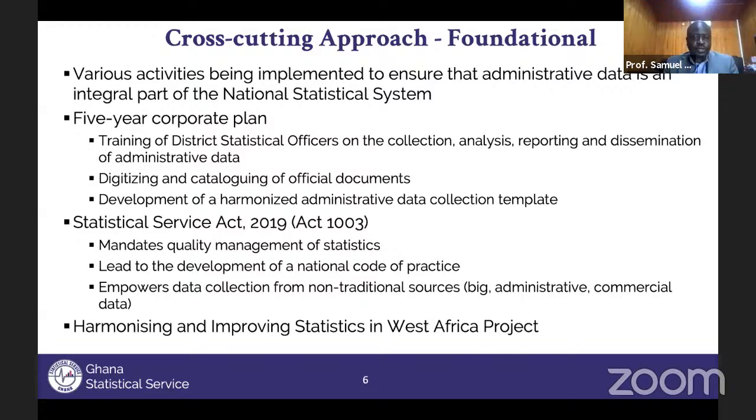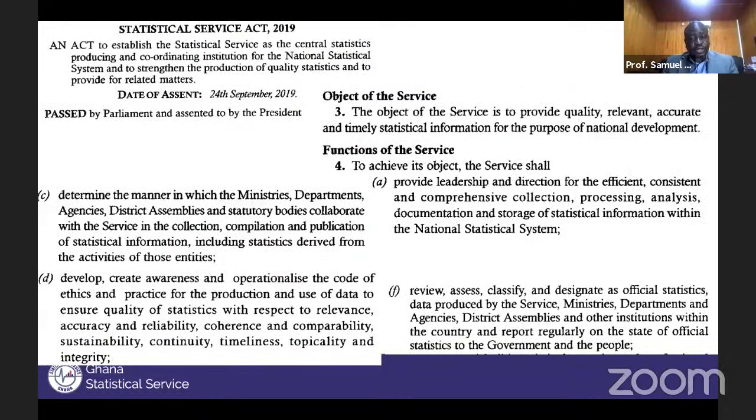First is to train district statistical officers in the whole process of engaging with administrative data, to digitize and catalog official documents, develop harmonized administrative data collection templates. And what I want to emphasize in this presentation, with my next 2 slides, is the Statistical Service Act. And thirdly, we have this project with the World Bank on harmonizing and improving statistics. Lately, we reviewed this program and looked at the extent to which the whole project emphasizes administrative data relative to other data sources.